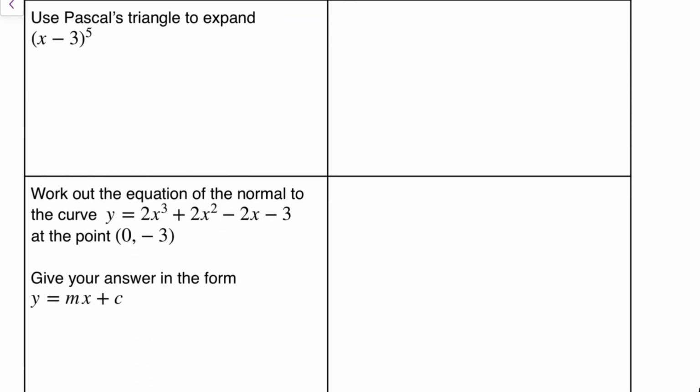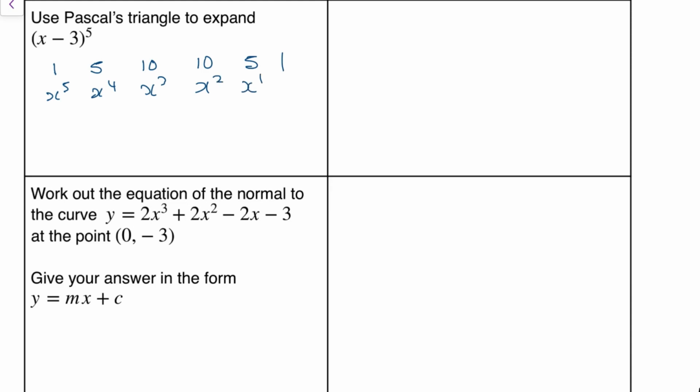Next one. Use Pascal's triangle to expand, and he wants the whole thing this time. So I'm going to start by writing the fifth row. So that's 1, 5, 10, 10, 5, 1. Do learn those, always worth learning, so you're not trying to work them out in an exam. Then I'm going to write x to the 5, x to the 4, x to the 3, x to the 2, x to the 1, and x to the 0, which I won't write.